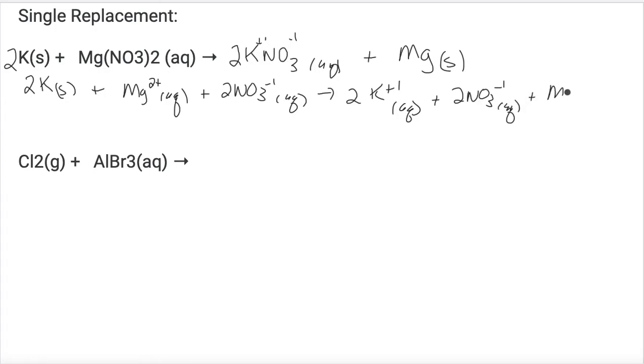plus magnesium solid, no charge, because it's a solid, see? Solid, no charge. Okay, cross off any spectators. Well, nitrate is always a spectator, almost. All right, so cross it off.